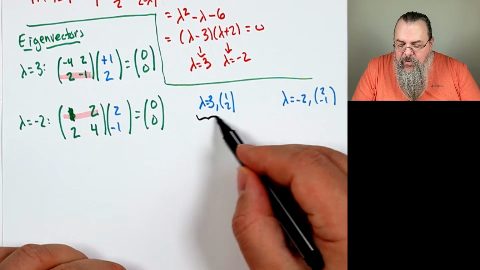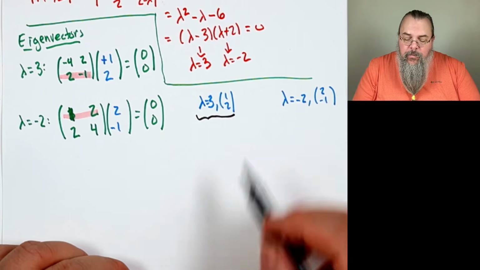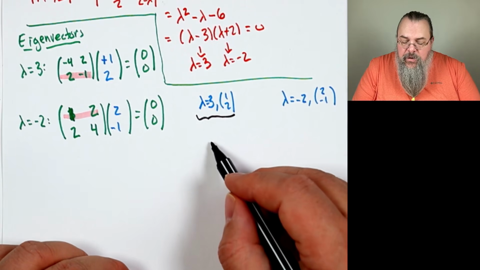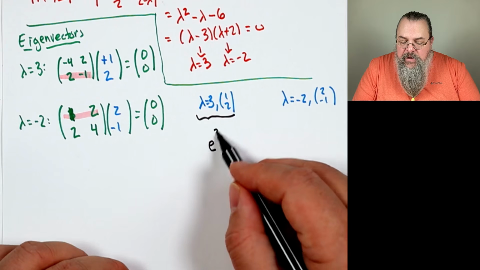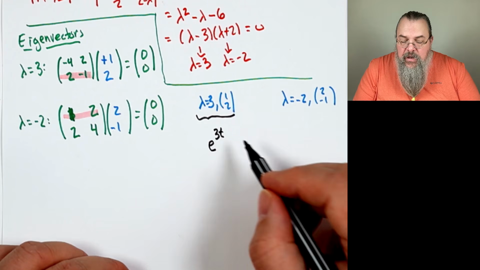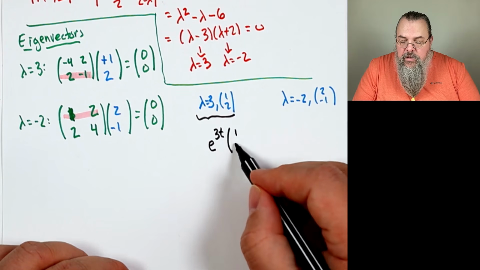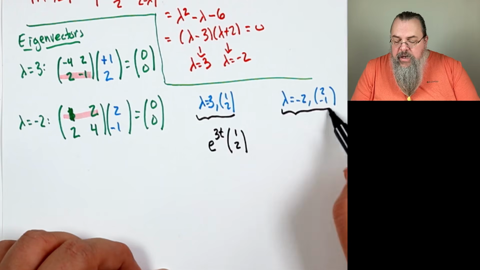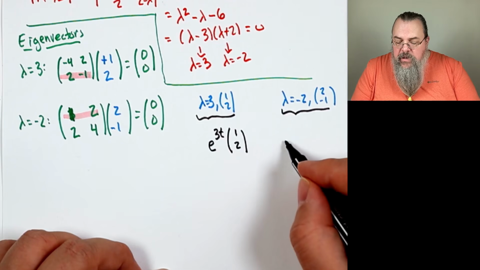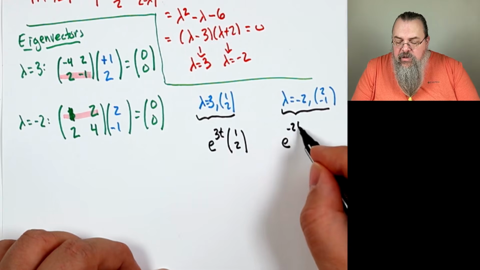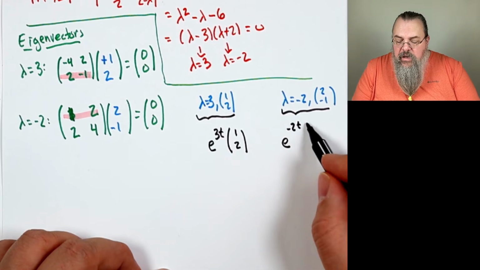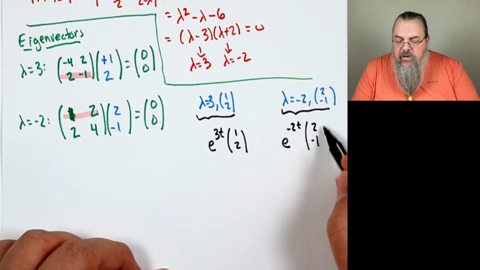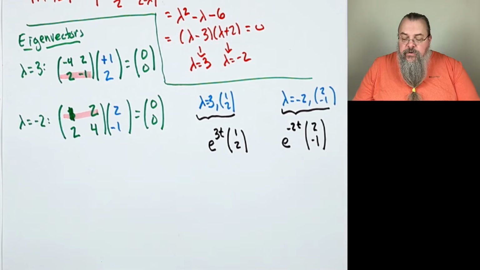So this lambda equals 3 with the eigenvector 1, 2, you'd be e to the eigenvalue times t, so e to the 3t, 1, 2. So that's a solution. Lambda equals minus 2, 2, minus 1, e to the eigenvalue times t, so e to the minus 2t times the eigenvector. So those individually are solutions.